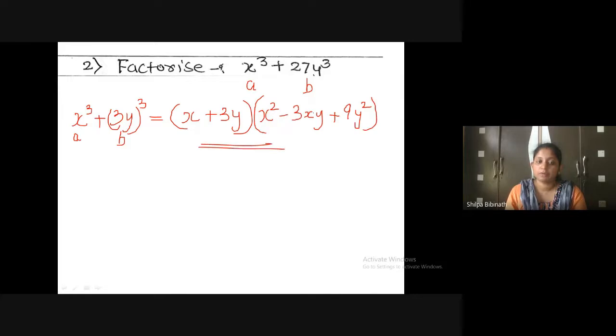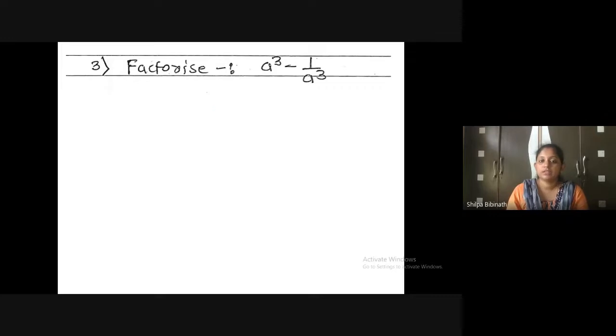So applying the formula and solving is an easy part. You need to know the formula thoroughly. We'll move on to the next question. Here it is a cube minus 1 upon a cube. We can use the formula a cube minus b cube. But before that, 1 upon a, the entire thing is b. So we have to take the cube root of 1. It is nothing but 1. So here we can write it as a cube minus 1 upon a, the whole cube.